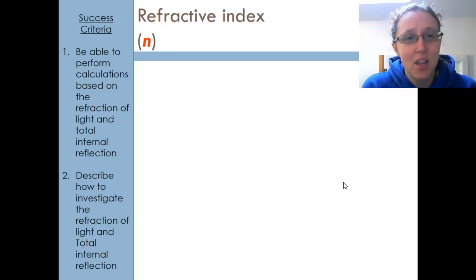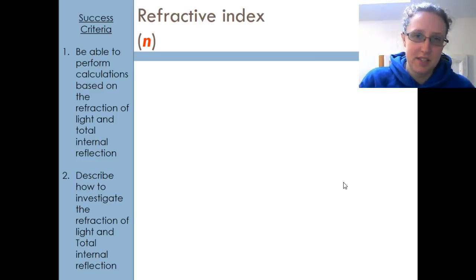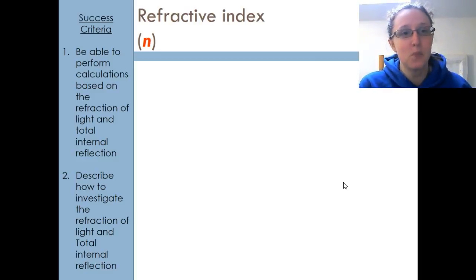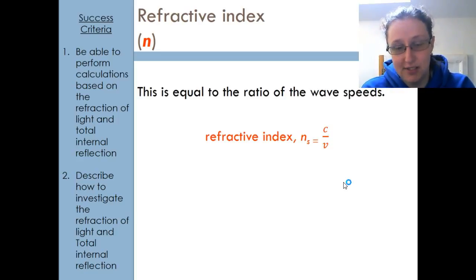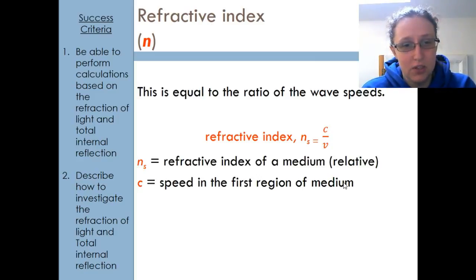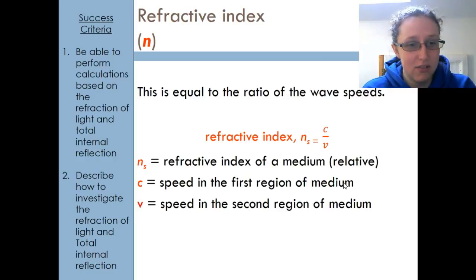Now I've just been saying less dense, more dense, which is a bit vague. We don't like vague. What we prefer is to be able to put specifics on things. And the specifics that tells me about the way that light travels through a material is the refractive index, which is given the symbol n. And this is basically the ratio of the wave speeds between two materials. So the refractive index of a substance is equal to the speed of light in the first region divided by the speed of light in the second region.